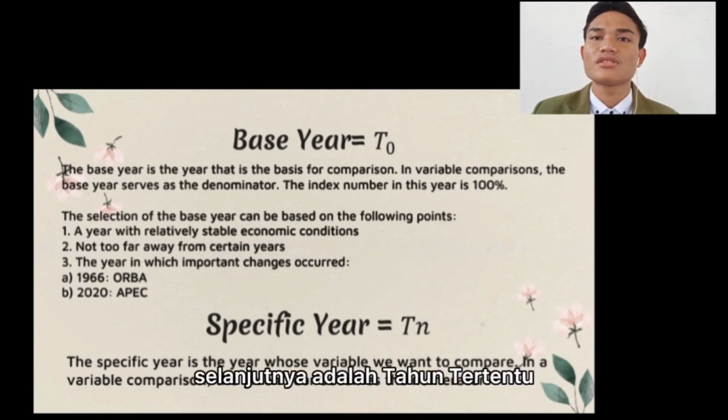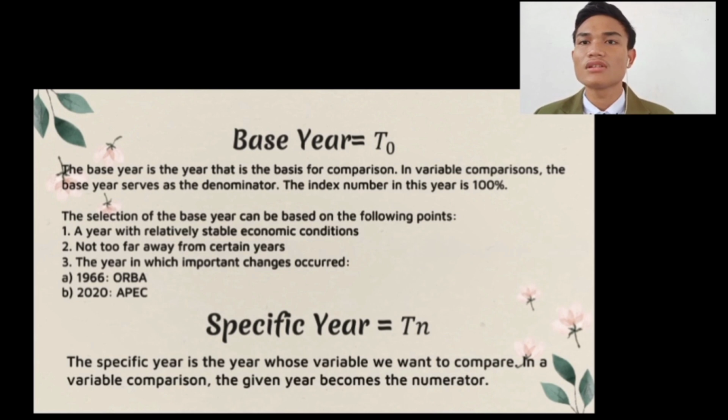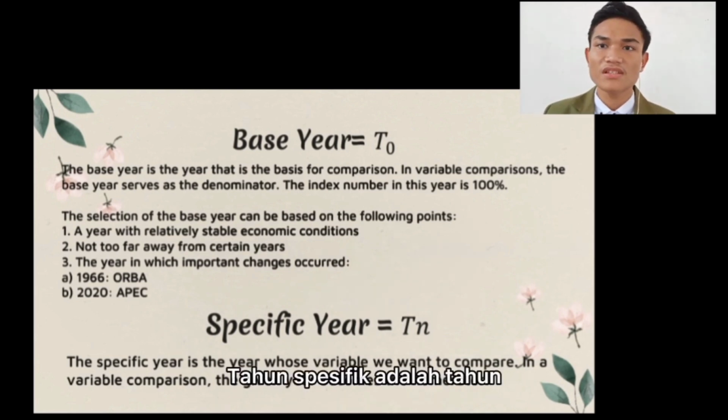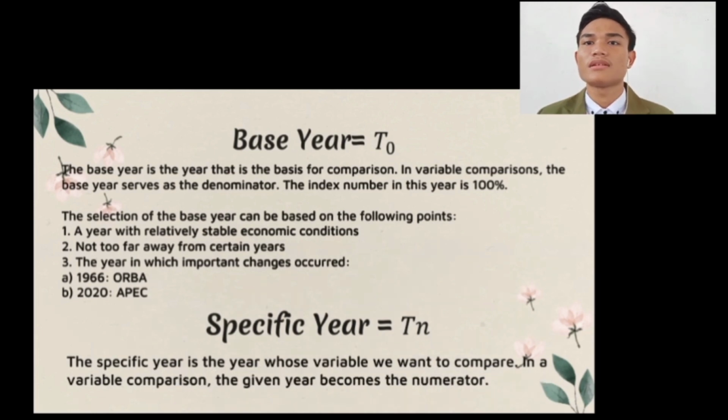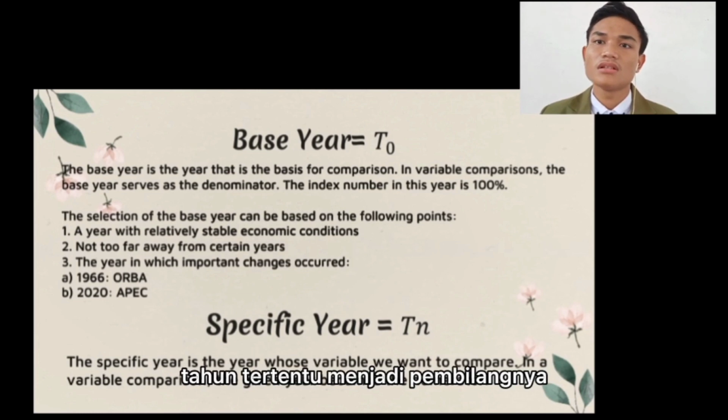The next is specific year equals TN. The specific year is the year whose variable we want to compare. In a variable comparison, the given year becomes the numerator.